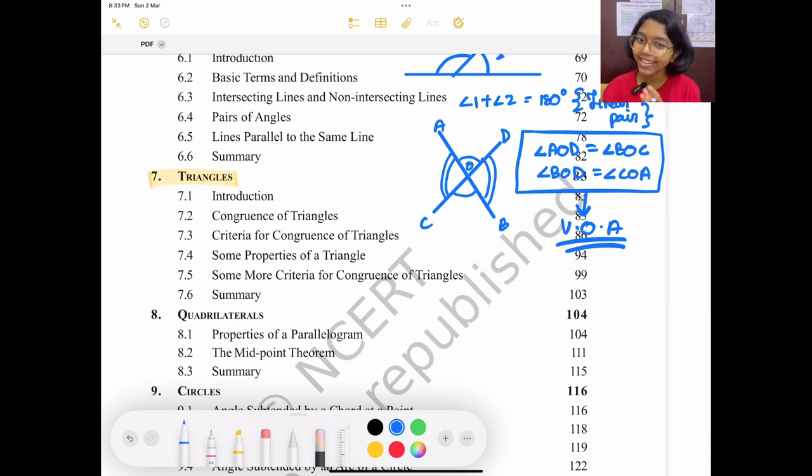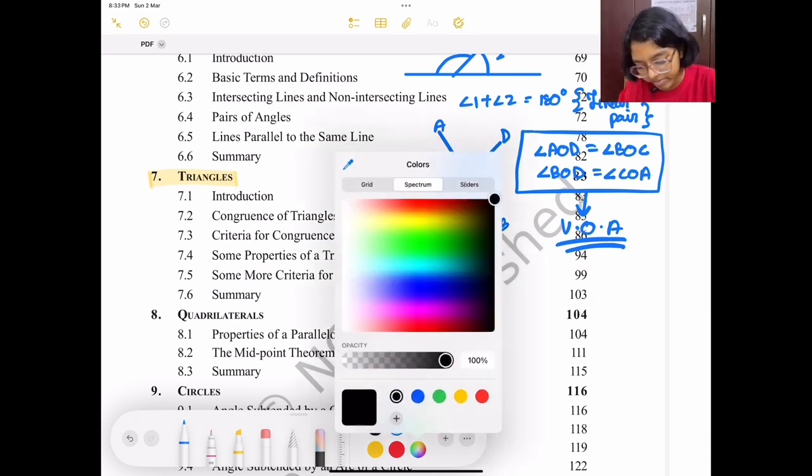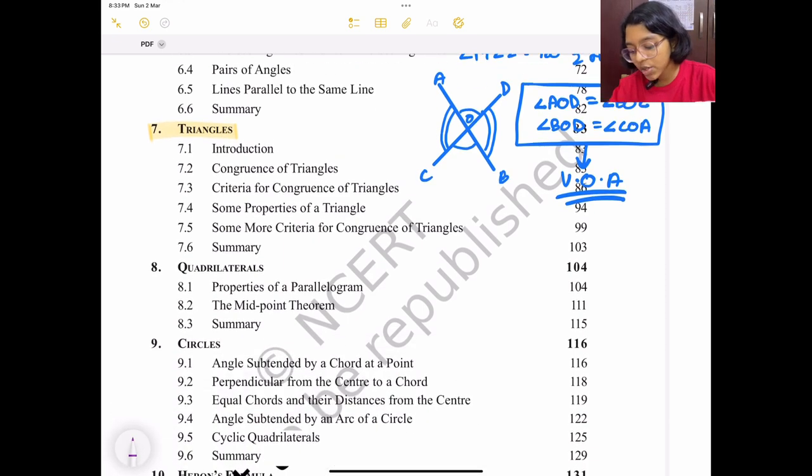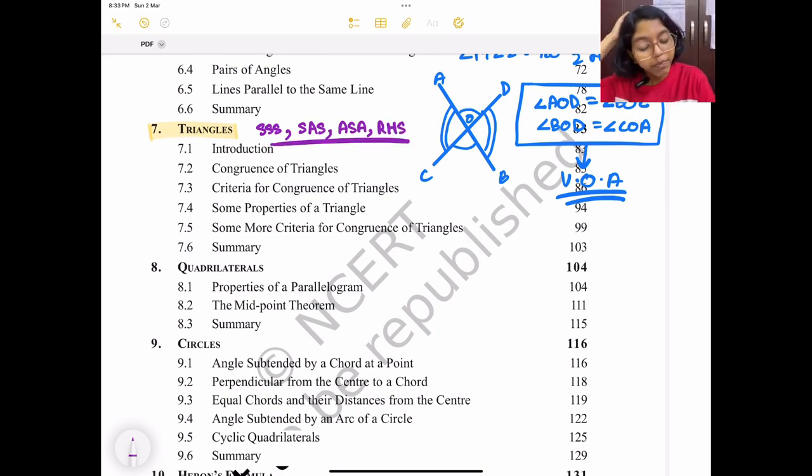have already done in 8th grade. Okay, so what are they? Four of them you have already done in 8th grade, and one new one which you have not done in 8th grade. So what are the ones which you have already done? Let me take a different color. So in triangles you have SSS, SAS congruence rule, ASA congruence rule, and RHS congruence rule, right? These are the ones which you have studied before.